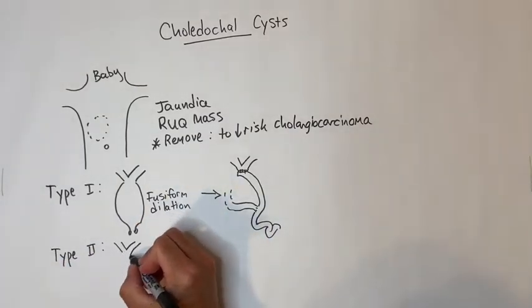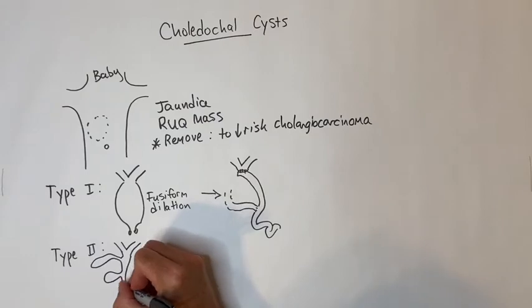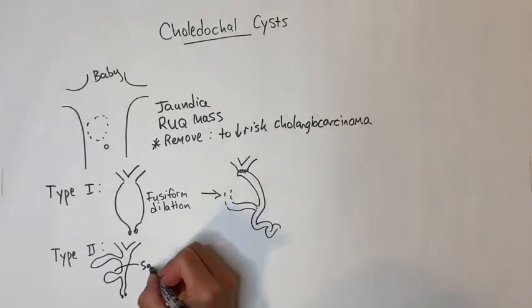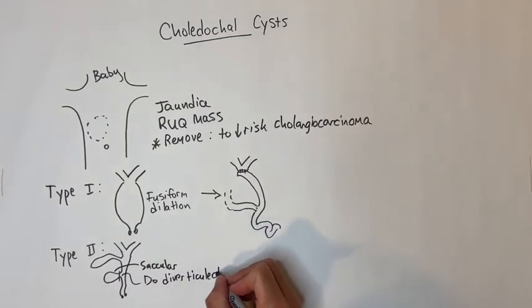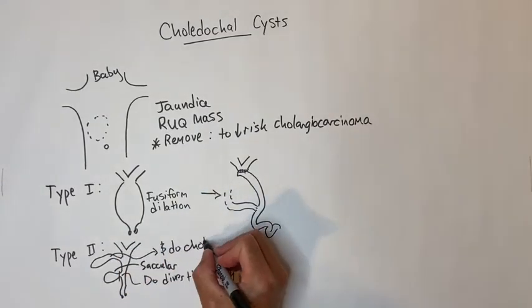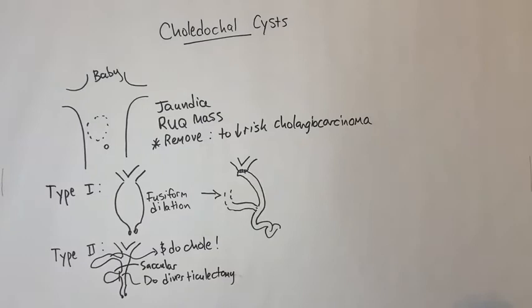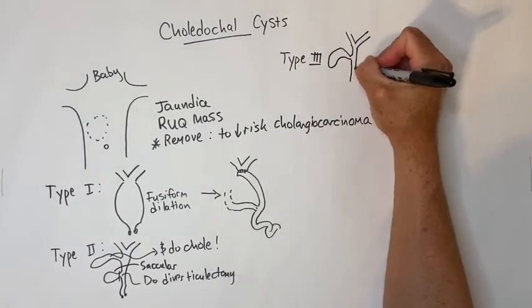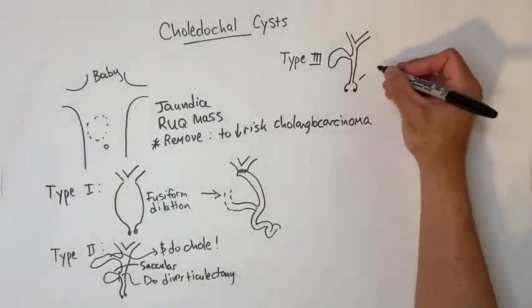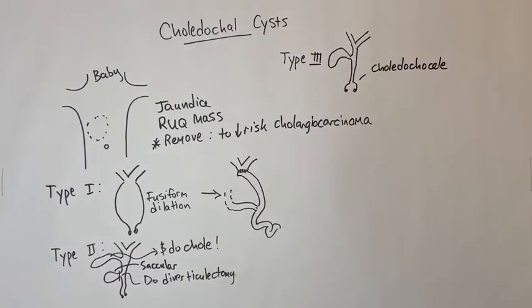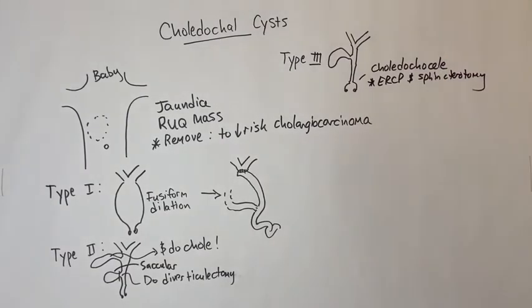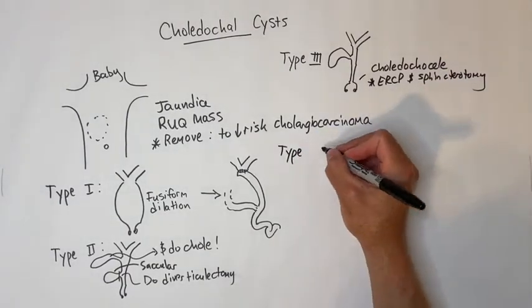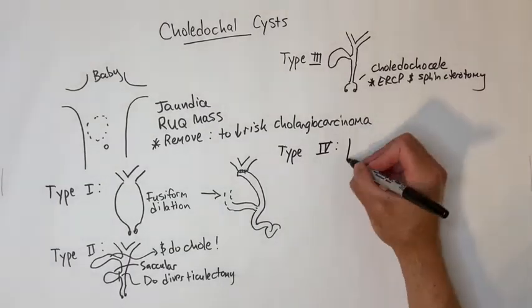A type 2 choledochal cyst is a small saccular outpouching of the bile duct. These are treated usually with diverticulectomy of the outpouching itself. You should probably also go ahead and remove the gallbladder while you're doing that. Type 3 choledochal cysts are called choledochocele. These are an enlargement near the sphincter of Oddi in the very distal common bile duct. These are treated usually with just endoscopic sphincterotomy. You could probably also do a cholecystectomy.